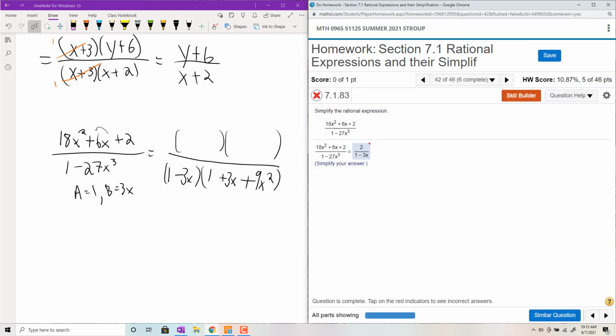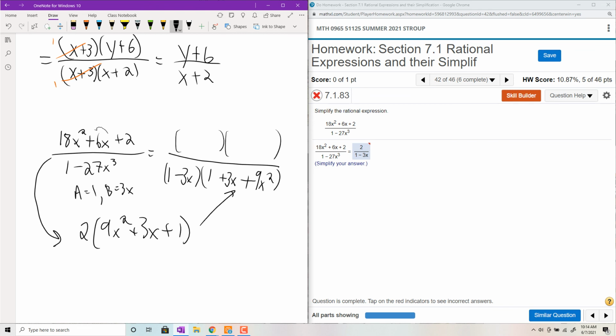Oh, I see. So the issue was, you can factor the GCF out of the numerator. Here you get 2 times 9x squared plus 3x plus 1. And then you see it, that was a common factor I missed. So it's all over 1 minus 3x times 1 plus 3x plus 9x squared. These guys would cancel, and you'd be left with 2 over 1 minus 3x. That was embarrassing. I'm sorry.